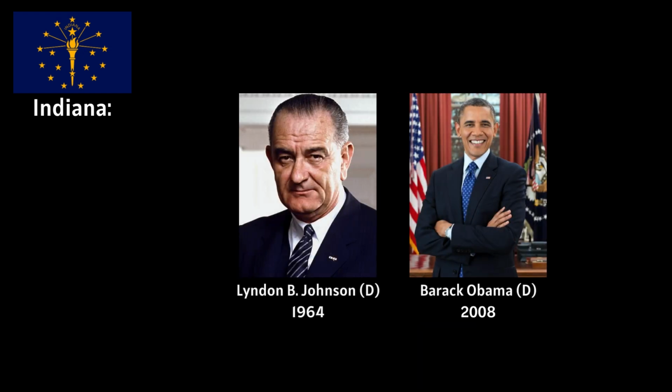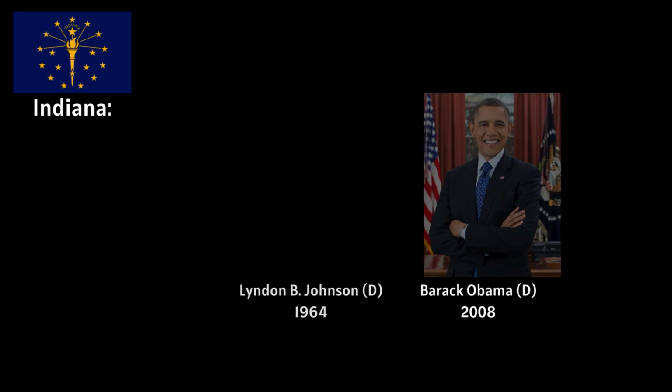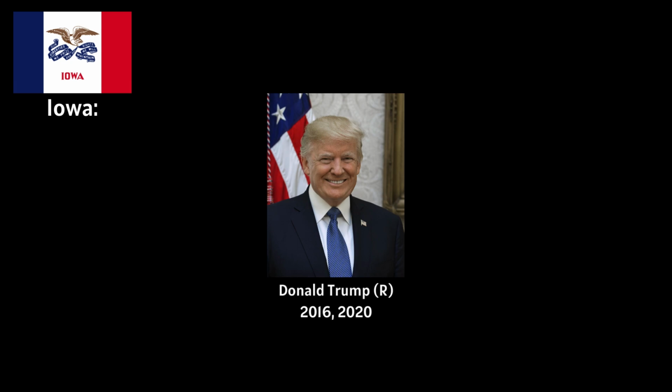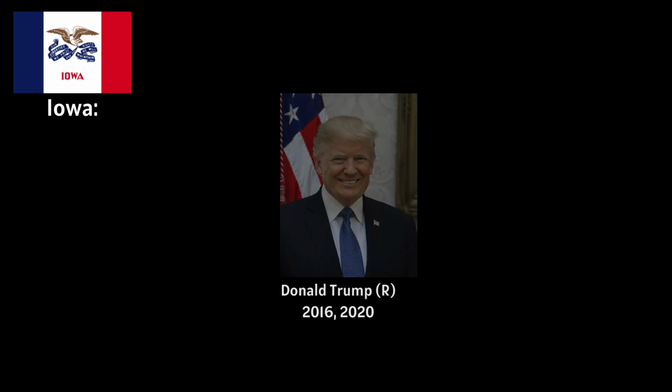Indiana is another state that has been solidly Republican, voting Republican in every election since 1948, apart from voting for Johnson in 1964 and Obama in 2008. Iowa is a notable swing state, voting Republican 11 times and Democrat 8 times. Iowa has voted for Republican Donald Trump in the past 2 elections.